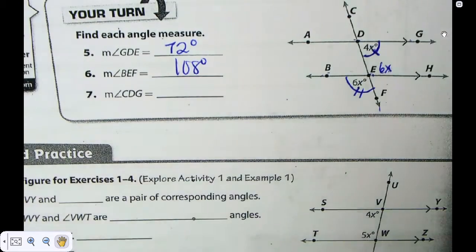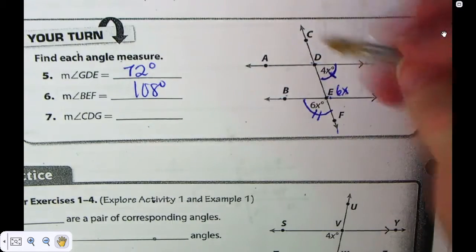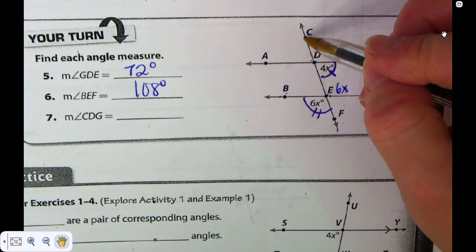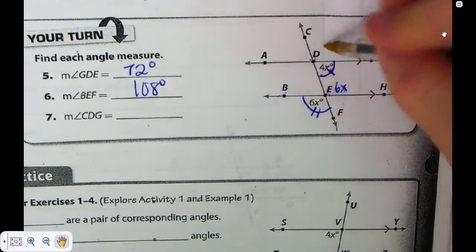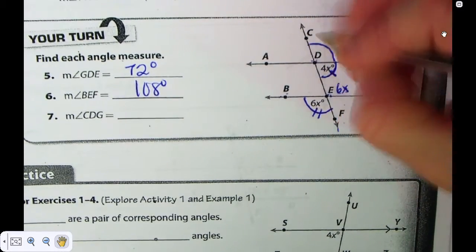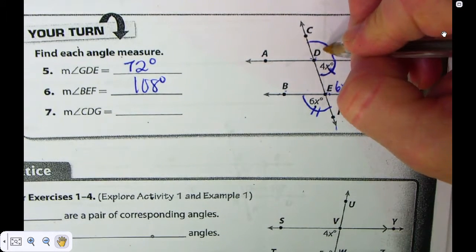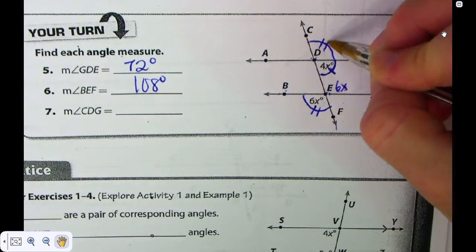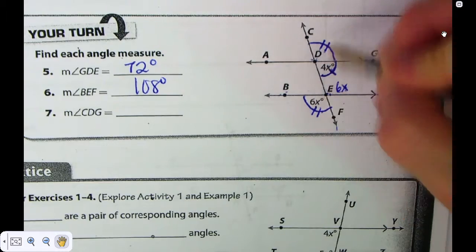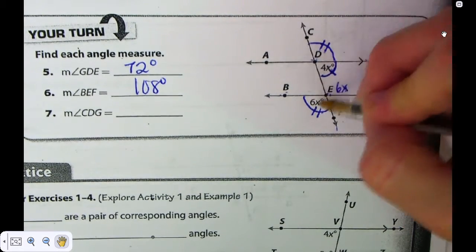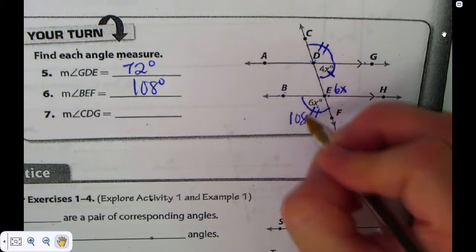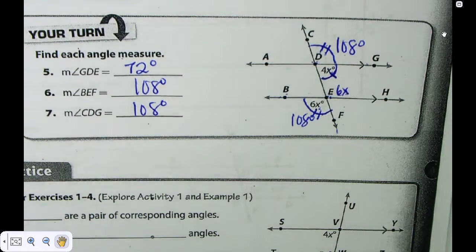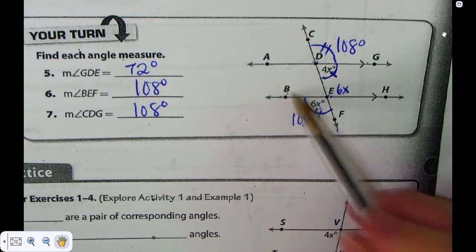Okay. Now CDG. We don't need the paper. We can just do it right here. C. Put your pencil on C at the top. DG. This angle right there. Okay, put an arc in it. Is it going to have 1 line or 2? Why? It's the alternate exterior to BEF. Look, alternate exterior. So if this one, what was this one? 108. We know this one is 108. It's congruent to the 6x, the BEF.